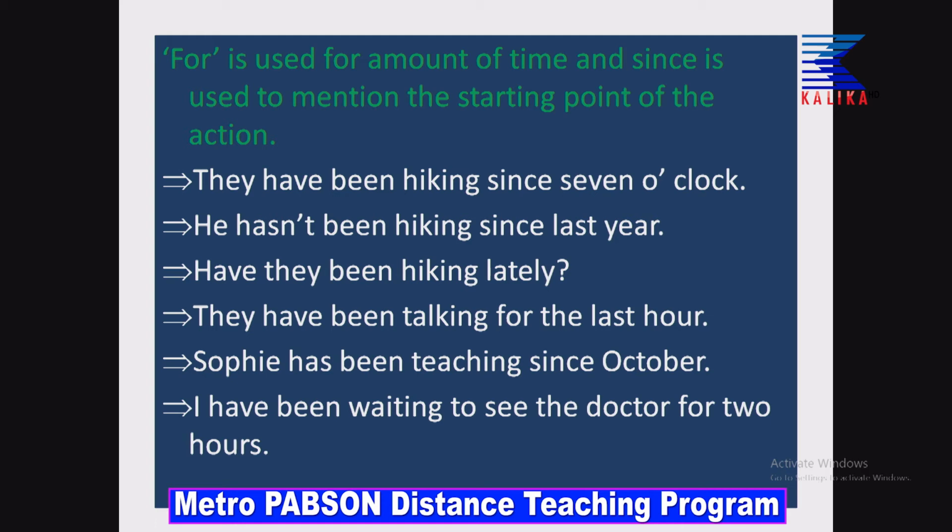Now, look at the examples, children. They have been hiking since 7 o'clock. Here it is from 7 o'clock, so that is why we use since. He hasn't been hiking since last year. This is negative. Have they been hiking lately? Question. They have been talking for the last hour. Sophie has been teaching since October. I have been waiting to see the doctor for 2 hours. These are sentences of present perfect continuous.